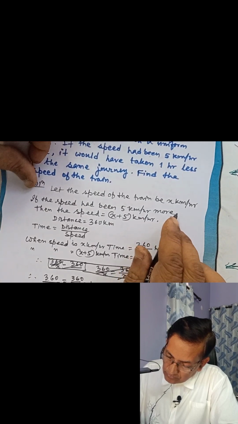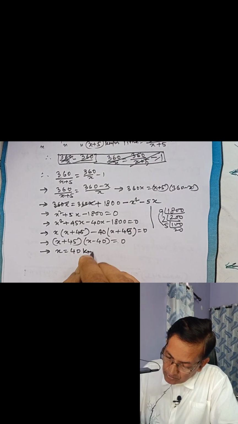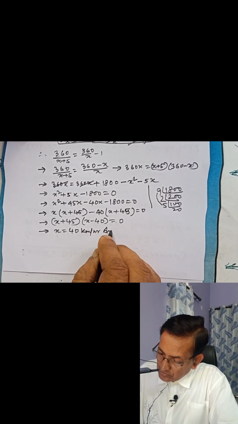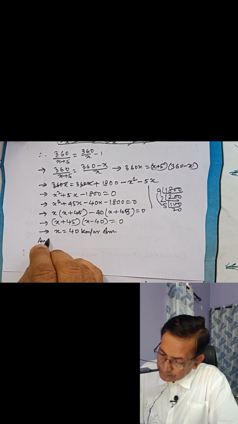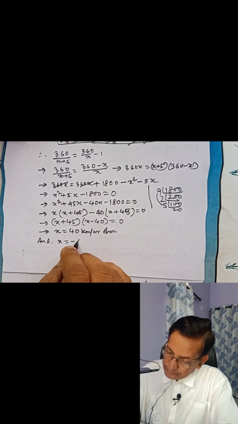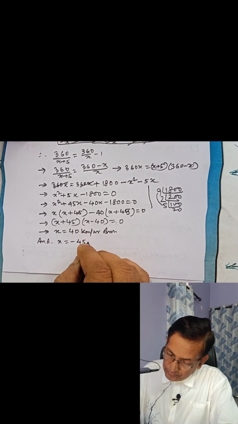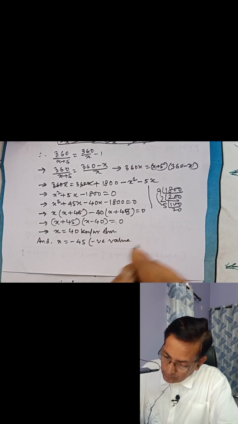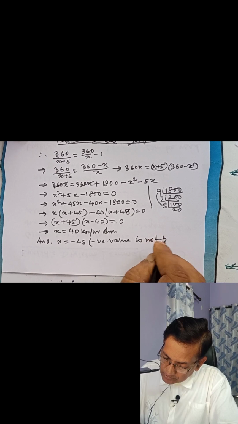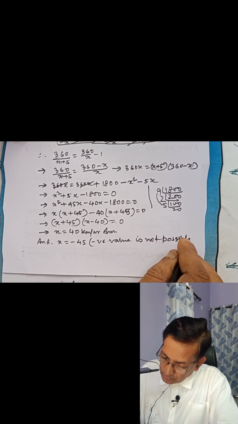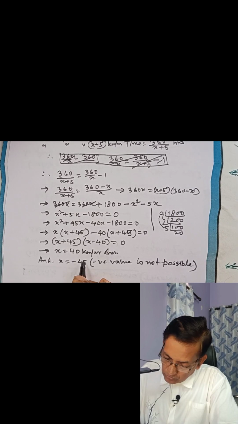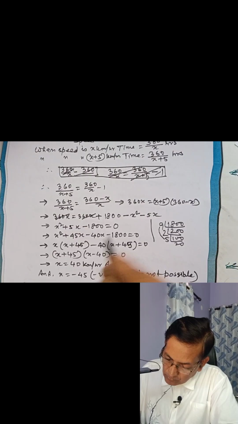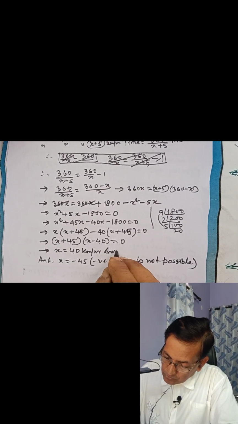x is equal to 40 kilometers per hour. This is the answer. Also, x is equal to minus 45, but negative value is not possible. So therefore x is equal to 40 km per hour. Therefore the speed of the train will be 40 km per hour. This is the answer.